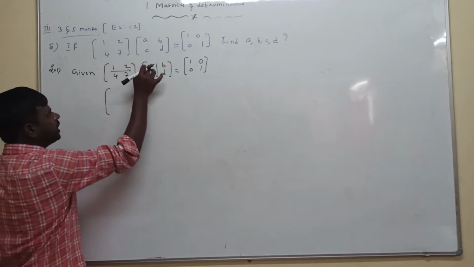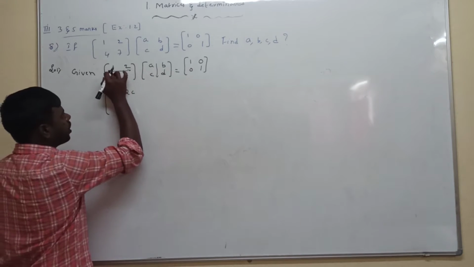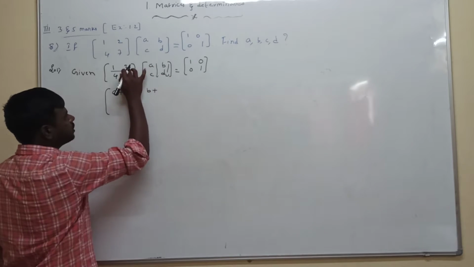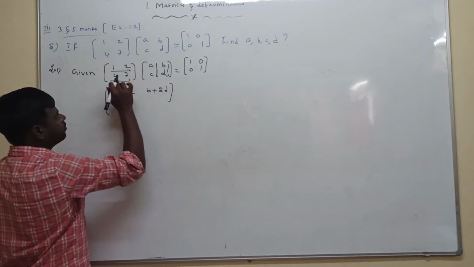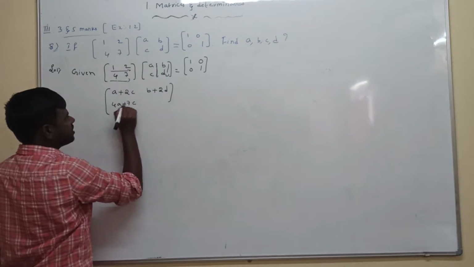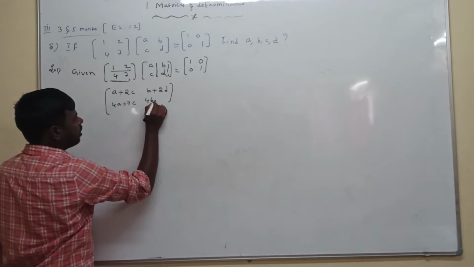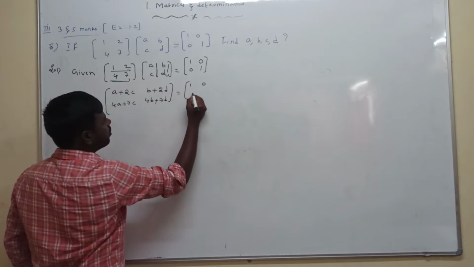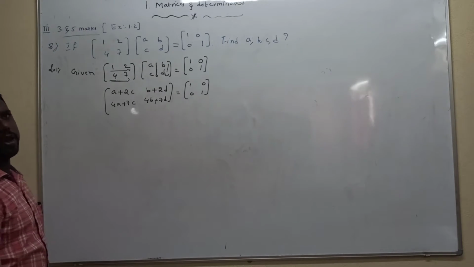That's why 1 into A is 1A plus 2 into C is 2C. Next, the product of the first row and second column: 1 into B is 1B plus 2 into D is 2D. Next, the second row and first column: 4 into A is 4A plus 7 into C is 7C. Next, the second row and second column: 4 into B is 4B plus 7 into D is 7D. This is equal to the matrix [1 0; 0 1].